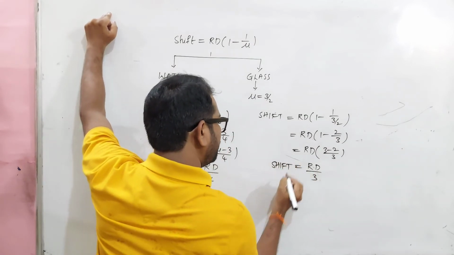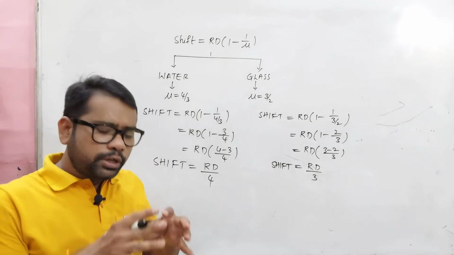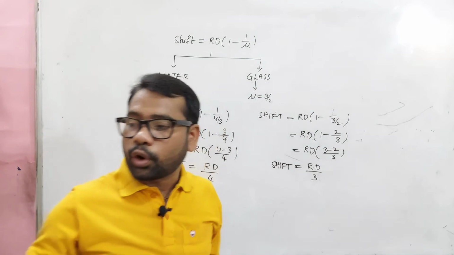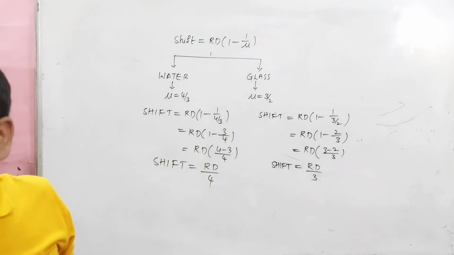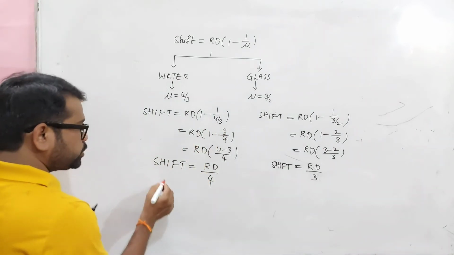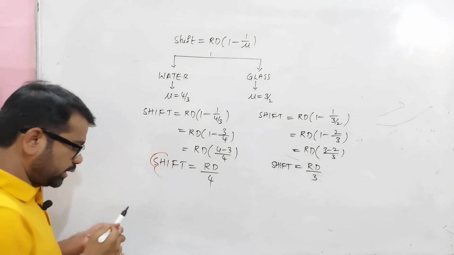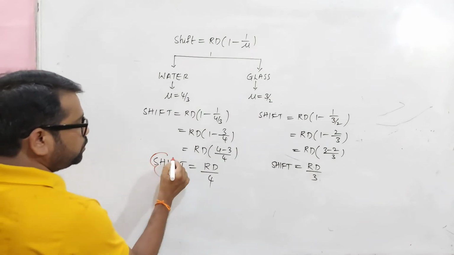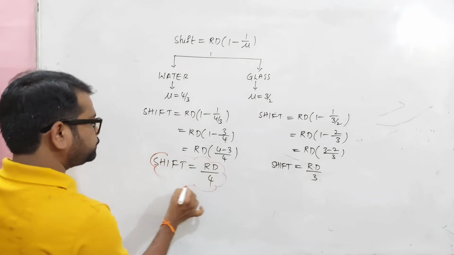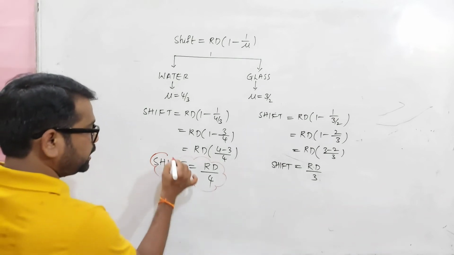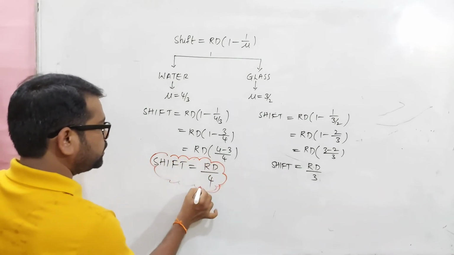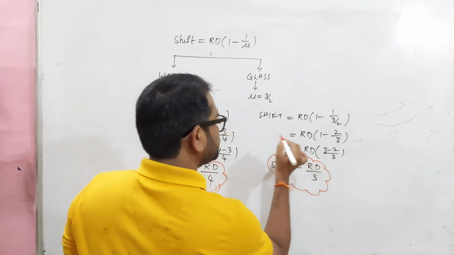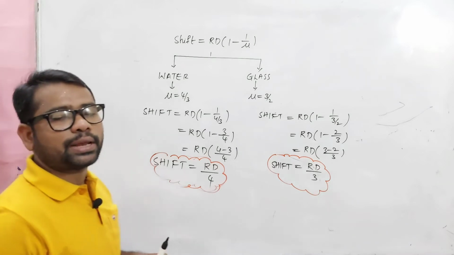Children, this is very, very simple. We made the formula into a simple format, so that it is very easy to calculate the shift in the case of water and in the case of glass also. In the case of water, shift is equal to real depth by 4, which means real depth is divided by 4 and you get the shift, whereas here shift is equal to real depth by 3. This is how we can calculate in an easy manner.